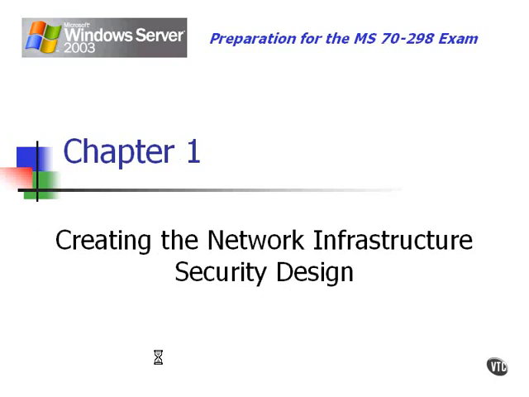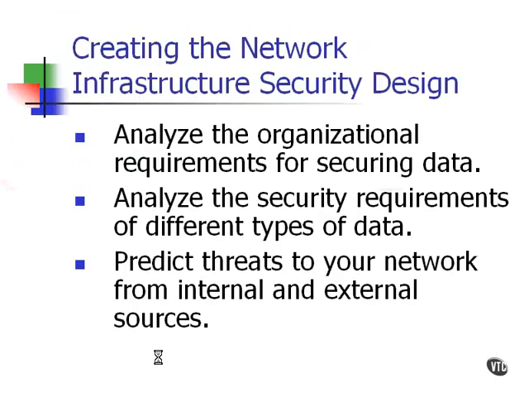In Chapter 1, we start with a look at the network infrastructure security design. So talking about some of the analysis that goes into designing your network, and that would include an analysis of the organizational requirements for securing the data, the security requirements for different kinds of data, what needs to be secured, and how we would secure that. We also look in this chapter at predicting threats to your network from internal and external sources. So just really in the first chapter, we identify some of the design features and some of the types of data that might need to be secured in your particular environment.